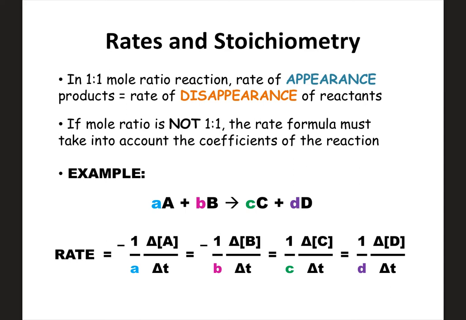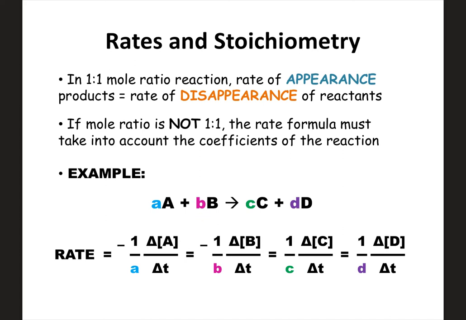So if you wanted the rate of disappearance for reactant A, it would be negative 1 over little a, essentially 1 over the coefficient in front, times the change in concentration of A over the change in time. So you just take 1 and put it over the coefficient. But remember, the reactants are disappearing, so they're negative. Same thing for B. It'd be the change in concentration of B over change in time, but it's negative 1 over the coefficient in front of B.